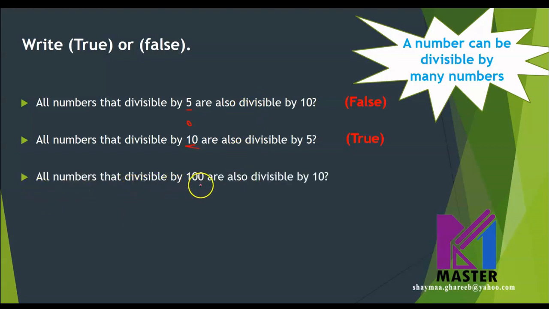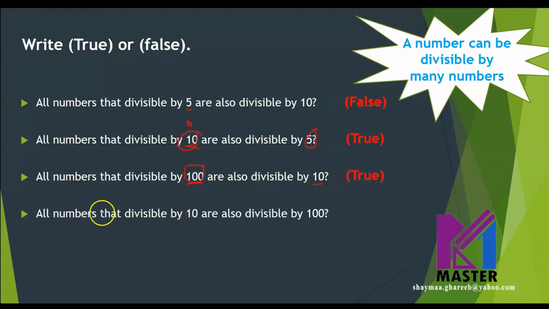All numbers that are divisible by 100 are also divisible by 10. What do you think? The number is divisible by 100 if it ends with 00. If the number is divisible by 100, then it must be divisible by 10 as well. Why? Because 100 is a multiple of 10. Same as this example, the 10 is a multiple of 5, then any multiple of 10 is a multiple of 5. The 100 is a multiple of 10, then any multiple of 100 will be a multiple of 10 as well.